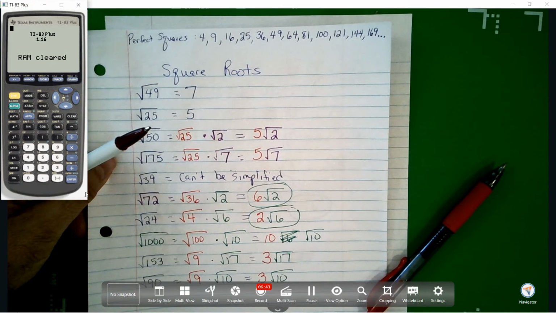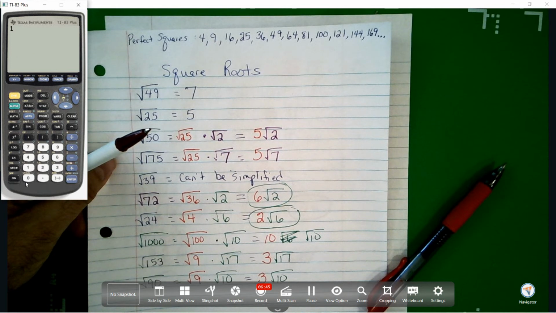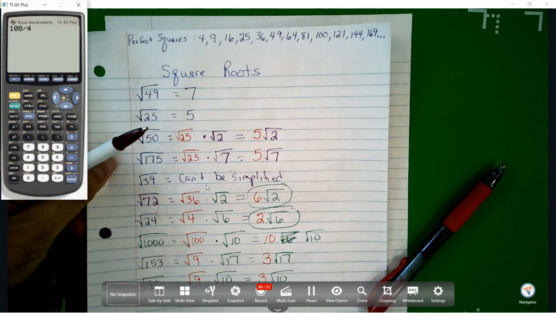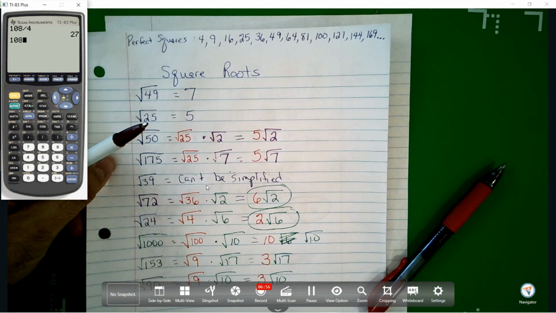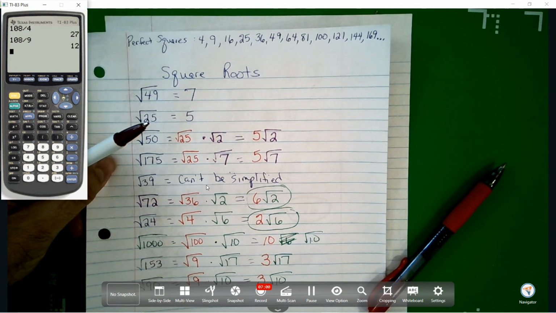There. Okay, so 108, just sort of go through. I'm starting with the smallest one. 108 divided by 4. Okay, so 4 divides evenly into it. But what about the next perfect square? 9 does also.